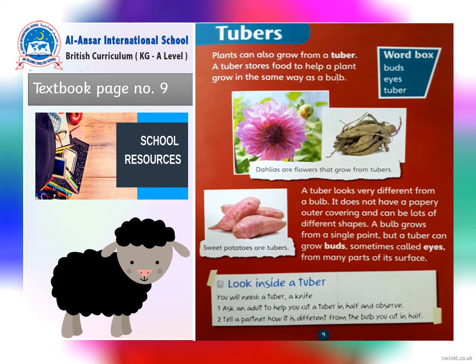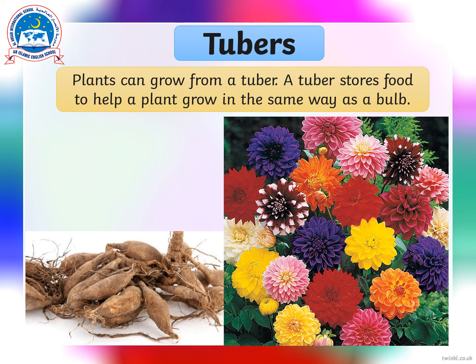Here, learners, you can refer to your science book, page number 9. These are some flowers that grow from tubers. Have you ever seen this plant, this flower? Have you ever heard the word tuber before? If not, don't worry. Let me explain. Plants can grow from a tuber. A tuber stores food to help a plant grow in the same way as a bulb. We have seen in our earlier lessons that plants grow from bulbs like onion and tulips and many more.